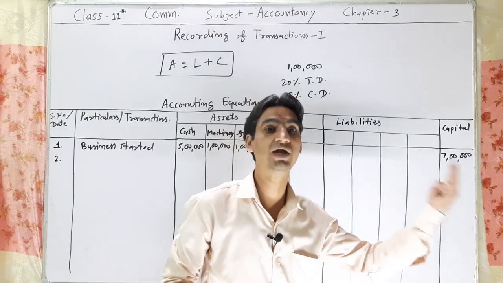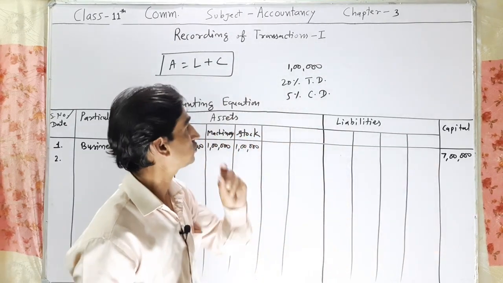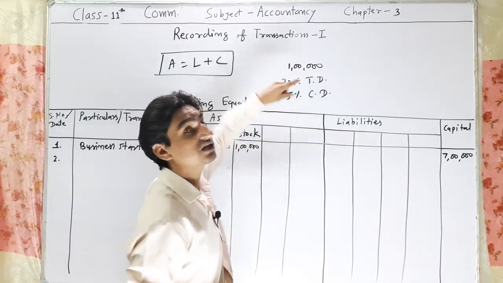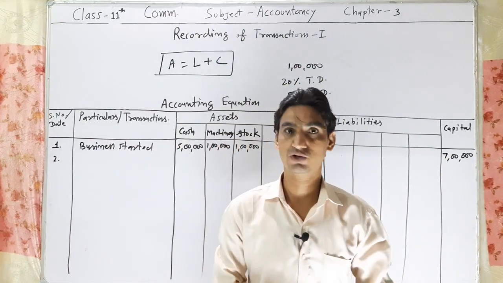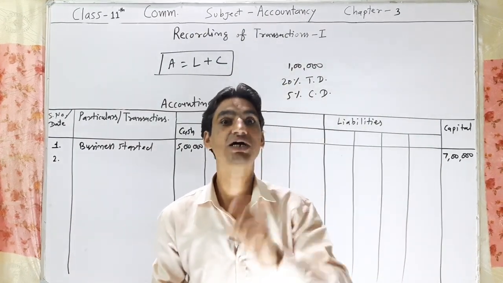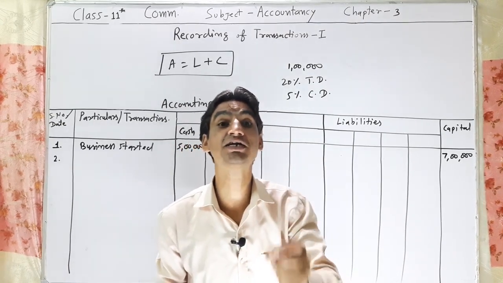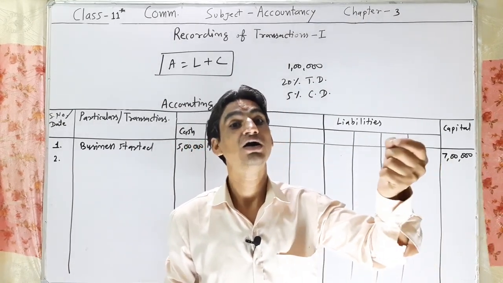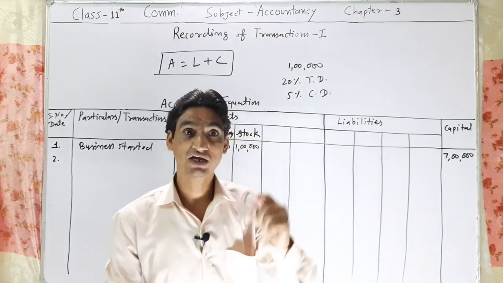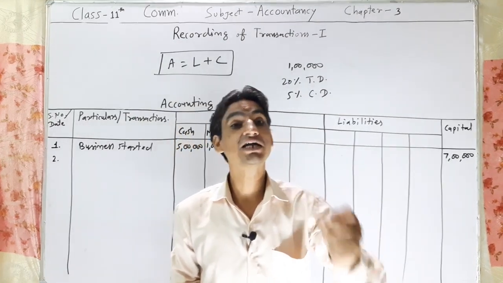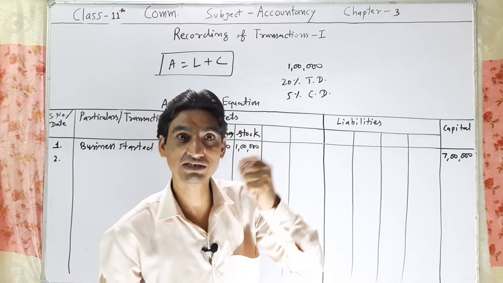50% amount paid at the time. So first, trade discount will never be recorded in the book. It will be deducted directly from the transaction amount.